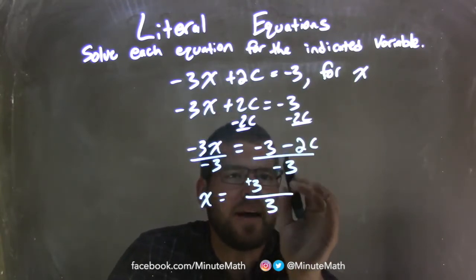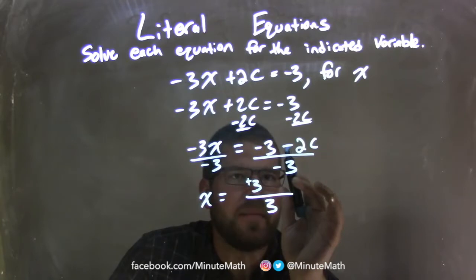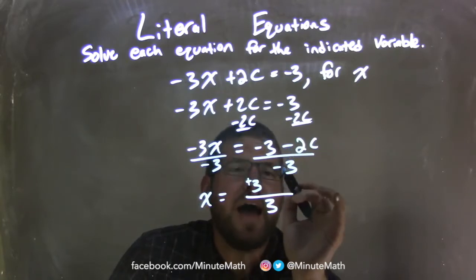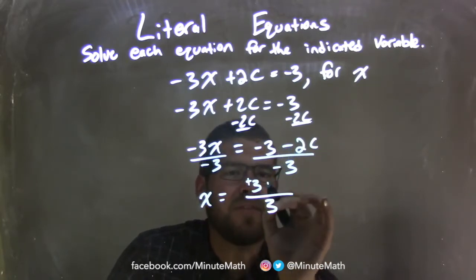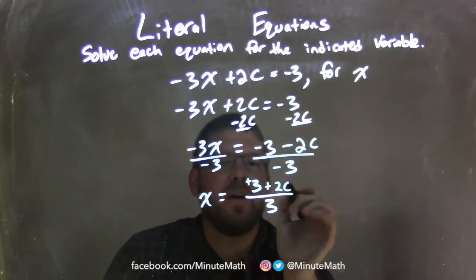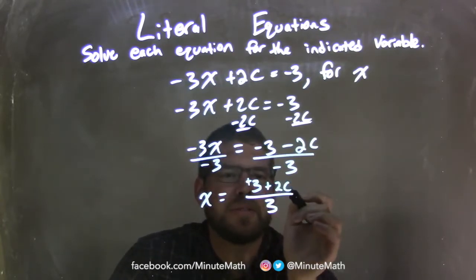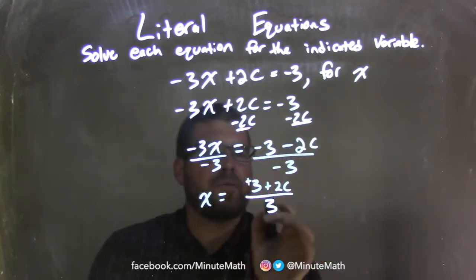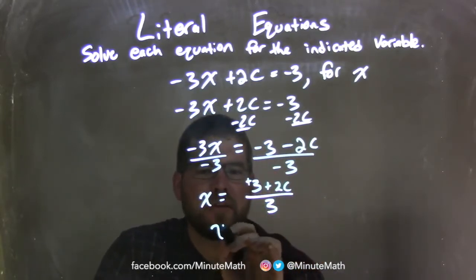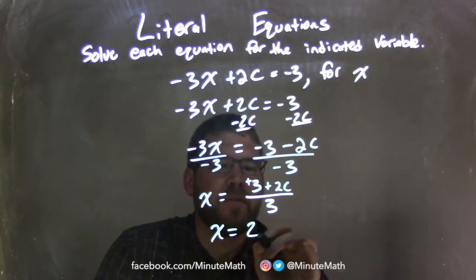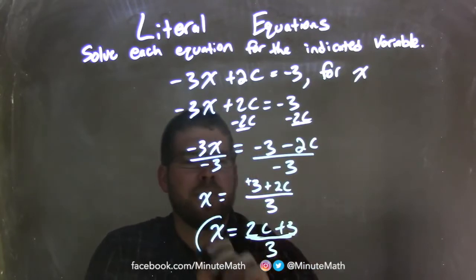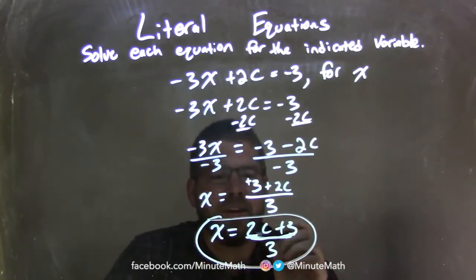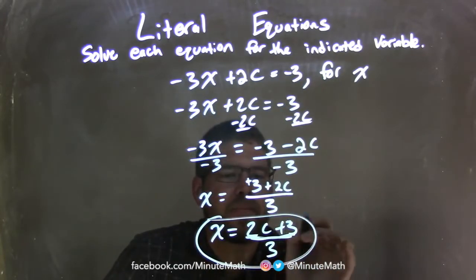And then we have negative minus a 2c, right? Minus a 2c there, and that ends up with a positive as well. So we have a positive 2c. So we have 3 plus 2c over 3, and that is equal to x. And let's rewrite it. I'm going to put the 2c first, because that's how the worksheet had it. So we have 2c plus 3, rearranged using the commutative property, over 3. And there we are. We have a final answer here of x equals 2c plus 3 over 3.